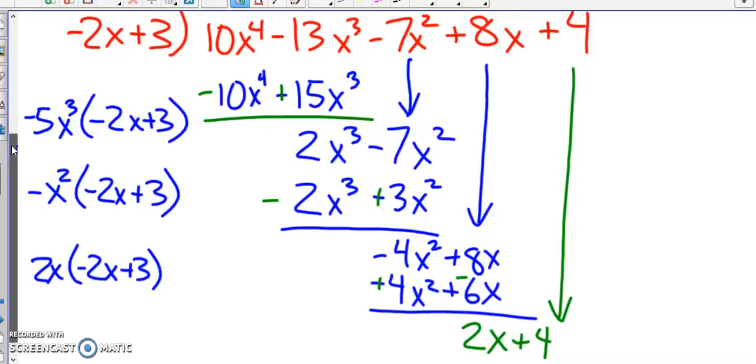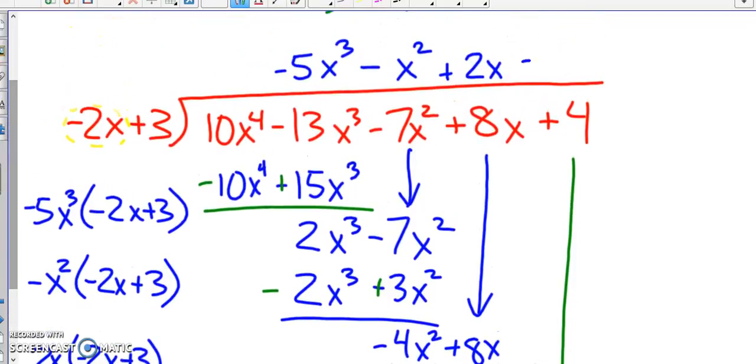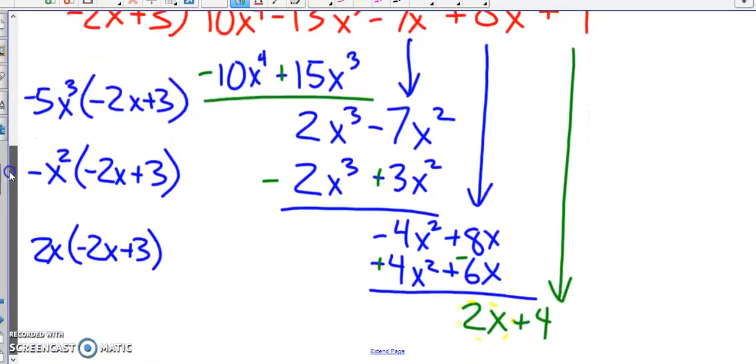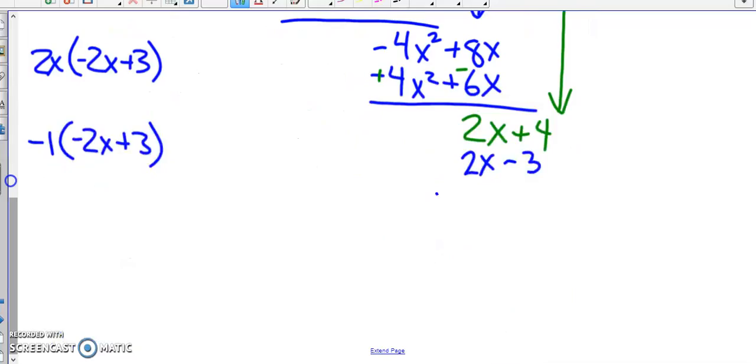And then I look at this and I say, okay, what do I have to multiply negative 2x by to get positive 2x? And that would, of course, be negative 1. So then I put a negative 1 up here. I'm going to distribute a negative 1 to negative 2x plus 3 here. So that would be 2x minus 3. Change the signs. And that would give me 7. Whoa. 7. Okay.